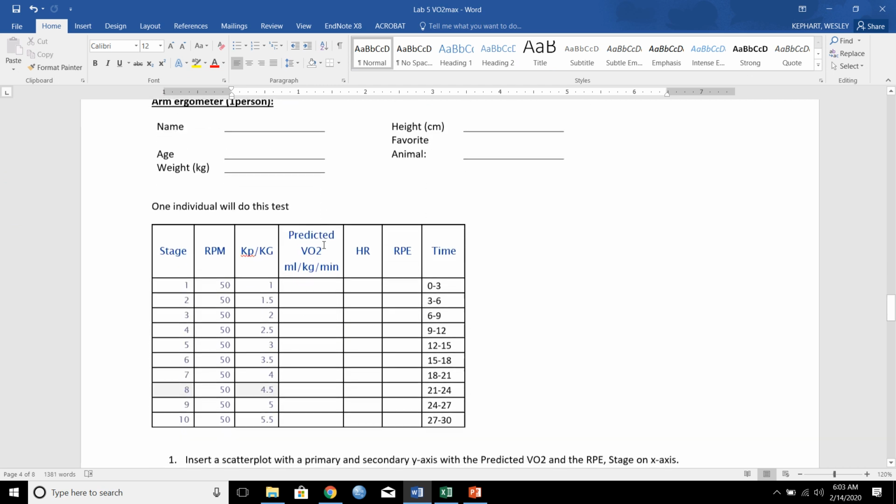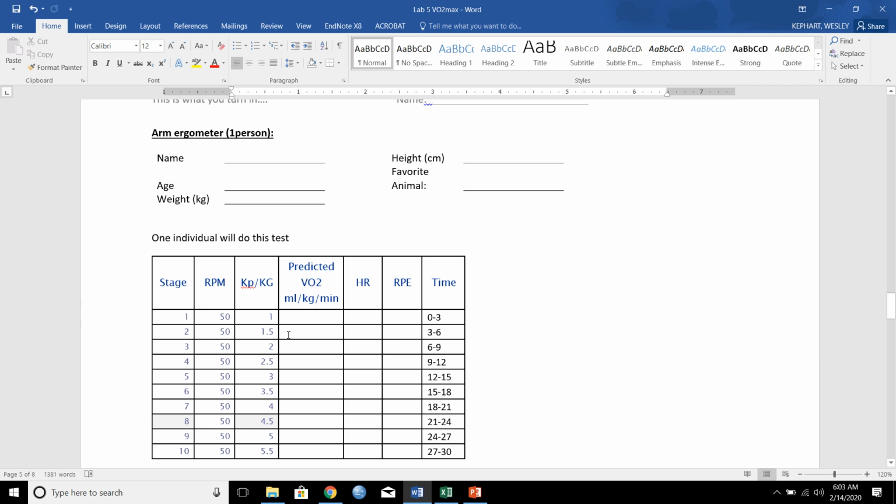Now the arm ergometer, pretty intense test right here. Notice that the stages every 3 minutes are only going up by half a kilogram. That's pretty common for arm ergometers, going up by a smaller rate than the leg ergometers.